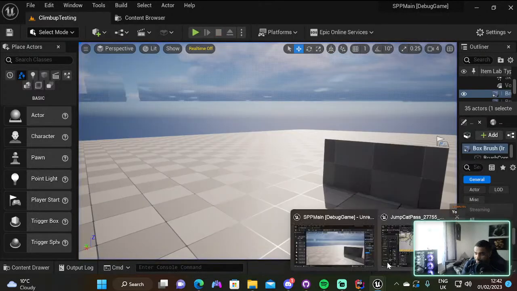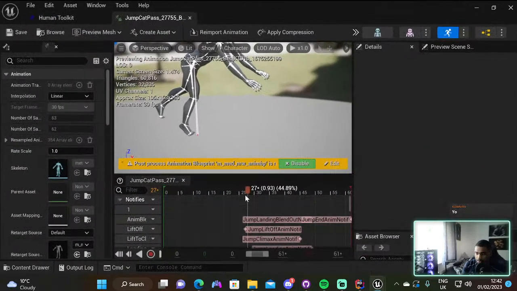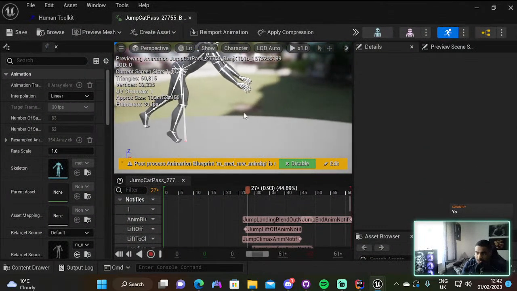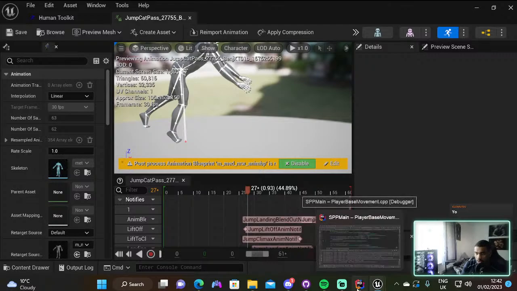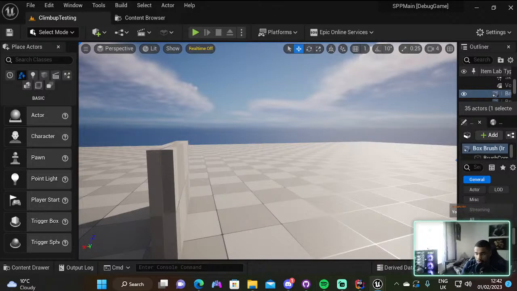Because when I rest my hands, the distance between my root and my hands is 60, right? And how much is the wall? The wall is like 138. How can it be 60? I mean, that is way too low.